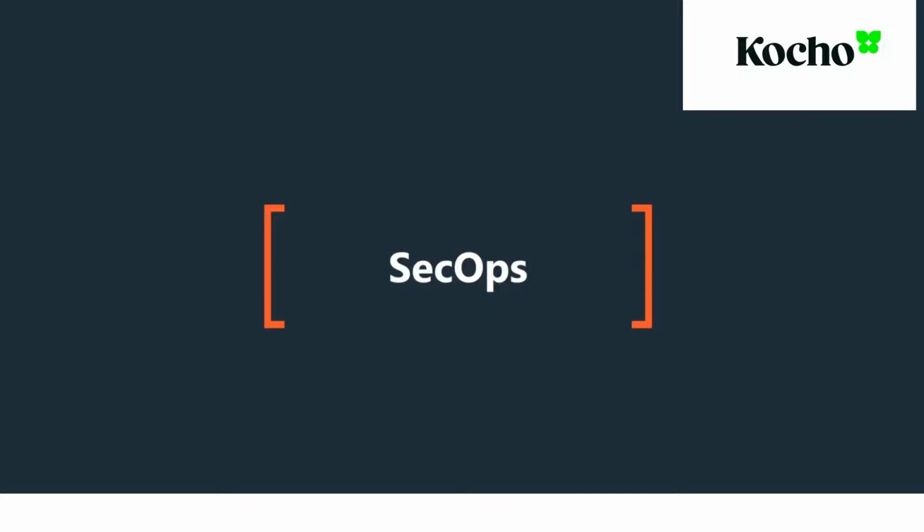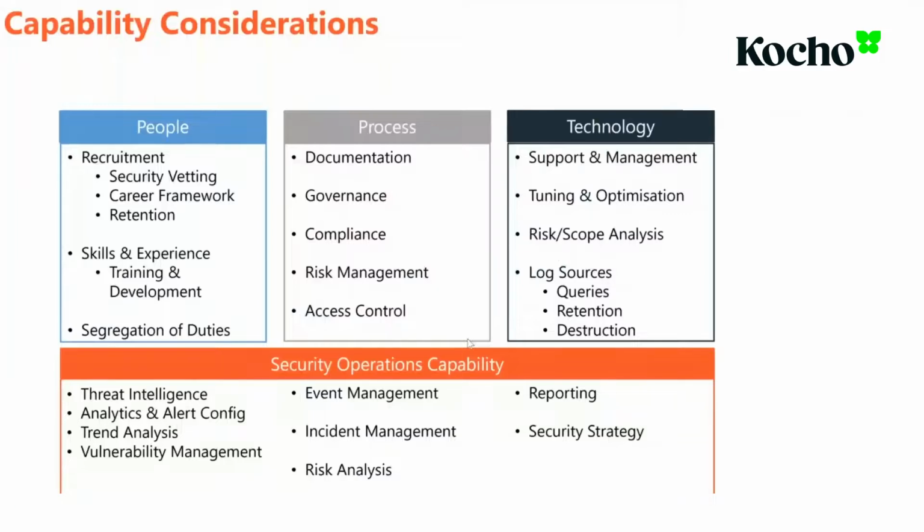Thank you, Matthew. So yes, first of all, I'm going to talk to you about the capability consideration. When setting up a security capability, there are a number of elements that need to be considered. The easiest way to approach this is to break it down into the areas of people, process, and technology. They are the elements that are going to tie your security operations capability together.